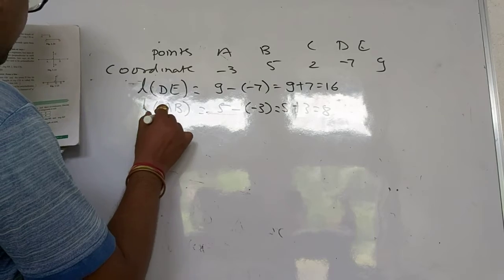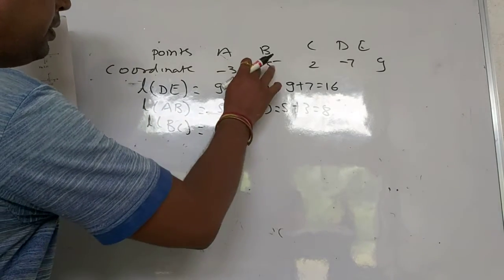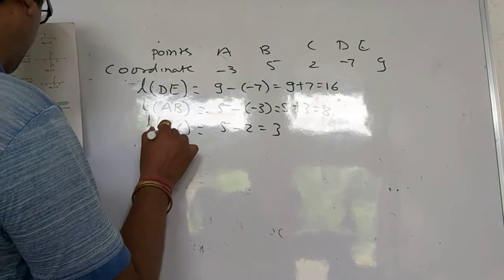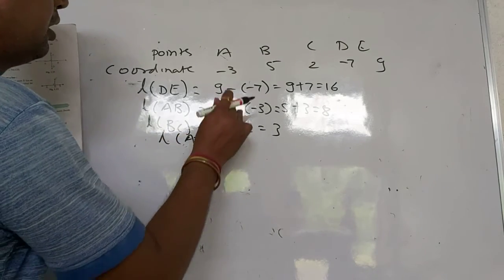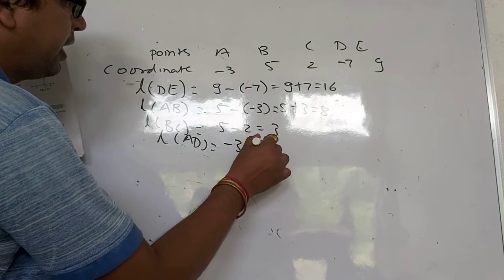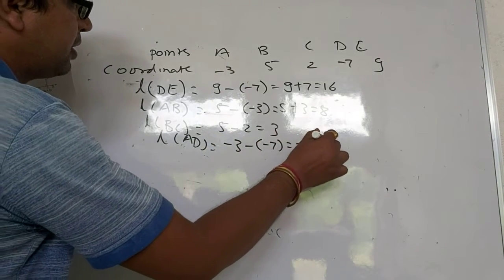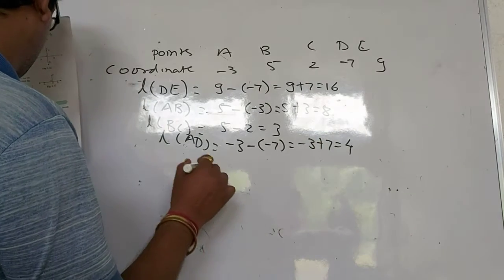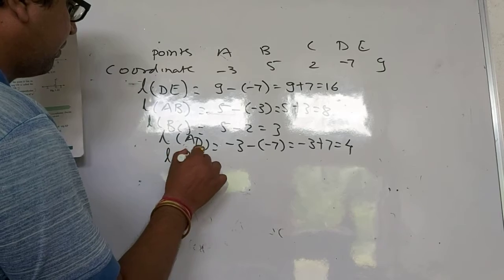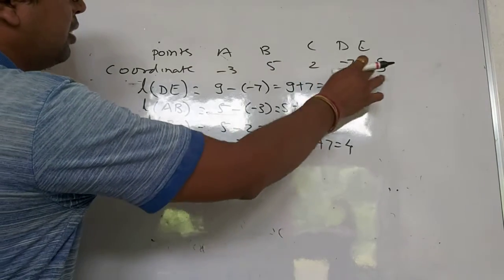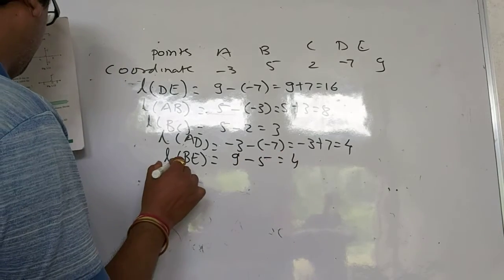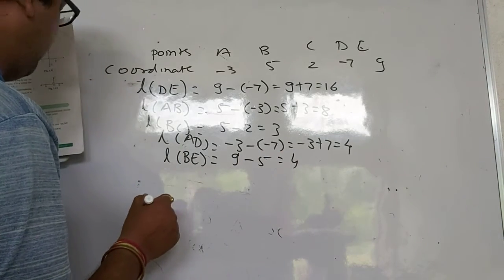Then comes length of BC. B is greater, so 5 minus 2 is 3. Then comes length of AD. -3 is the bigger one, so -3 minus (-7), -3 plus 7, you will get 4. Then comes length of BE. 9 is the bigger one, so 9 minus 5 is 4.